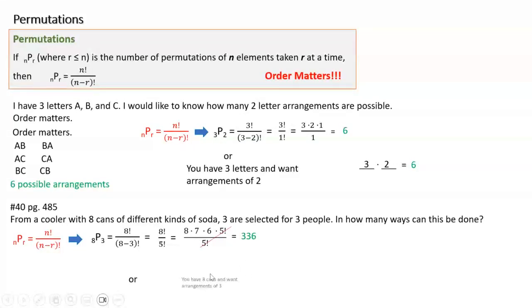Or you can do it another way. You have 8 cans, and you want an arrangement of 3. So you're going to put slot, slot, slot. So this is the first arrangement times the second times the third. If there are 8 cans of different kinds of soda, and somebody picks one, how many choices do they have? The first person has 8. One of the sodas has already been picked, so there are 7 left for the second person, and then 6 left for the third person. And like I repeated earlier, the 8 times 7 times 6 will always be the same thing as in the permutation. So the answer will be 336.